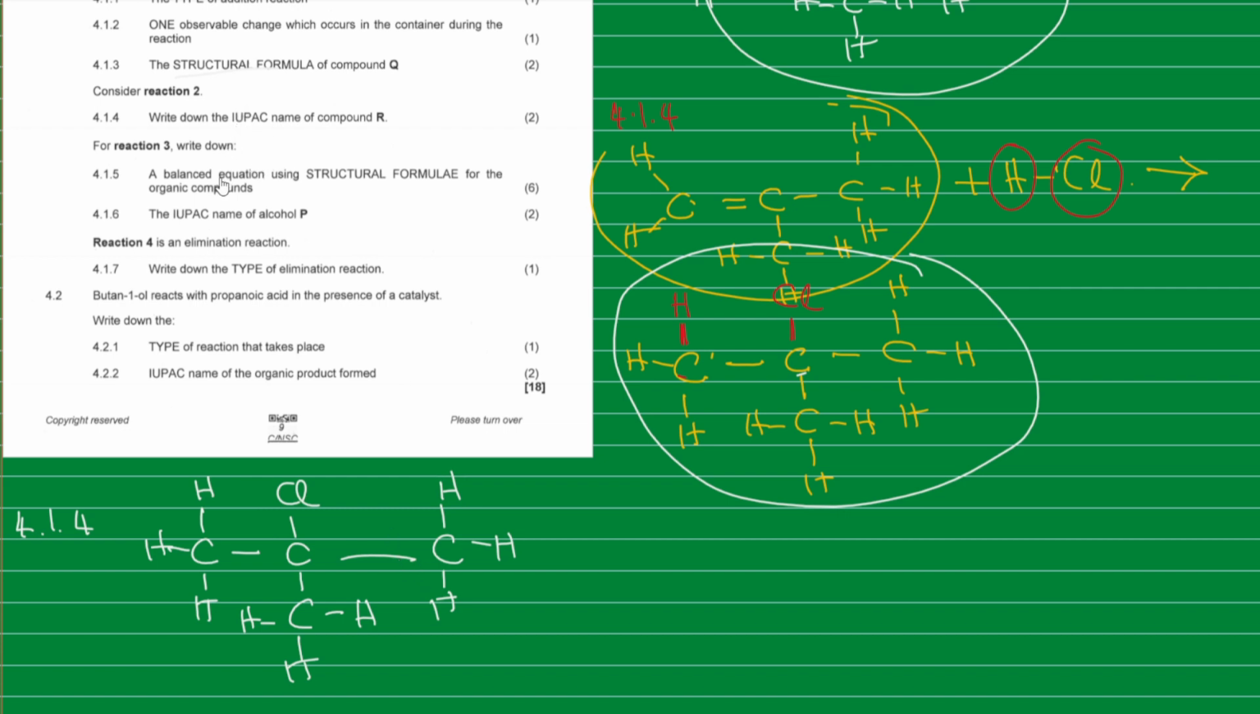The structural formula is not what they want; they want the IUPAC name of the compound. So this is wrong here, so we'll delete this one out. They want the IUPAC name, and the IUPAC name is the systematic name for this one.